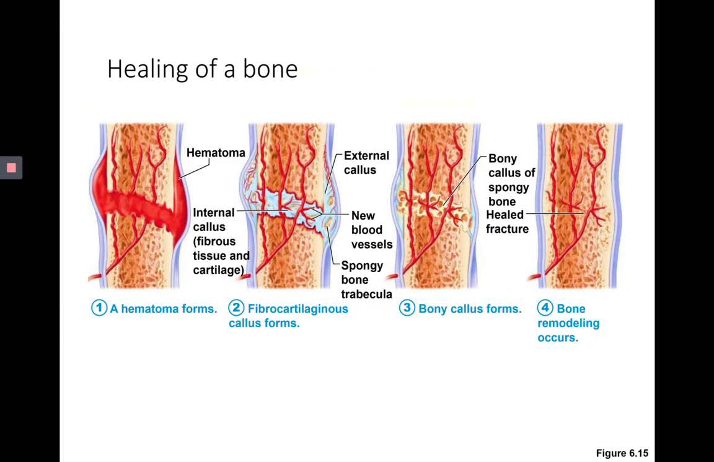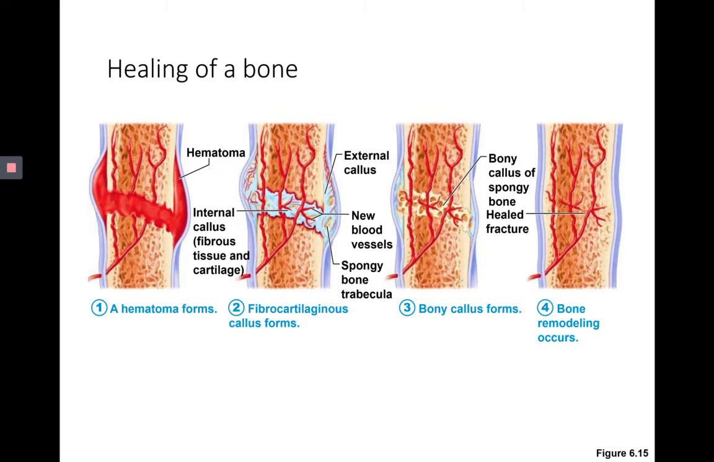And as far as fractures are concerned, we want to spend a little bit more time in one of our last topics looking at how they heal. These are the 4 steps. First a hematoma, then a fibrocartilaginous callus, then a bony callus forms, and then last but not least, there's bone remodeling. The first step includes creation of a blood tumor.